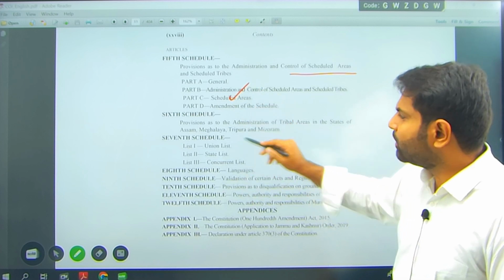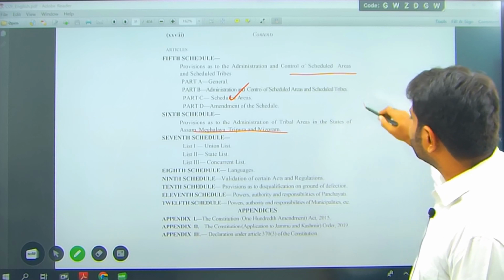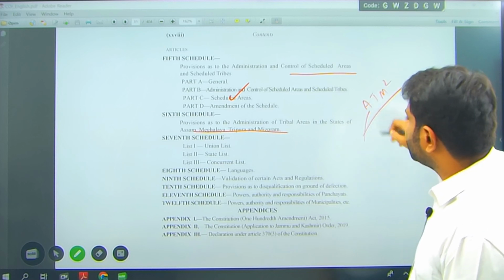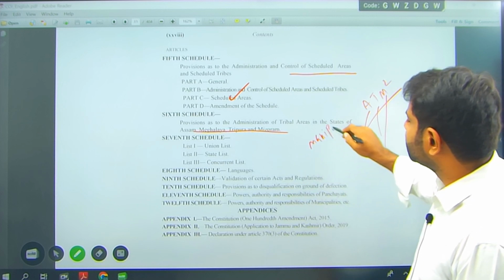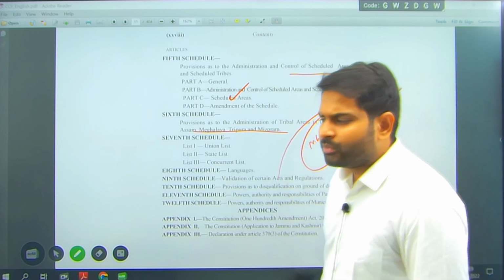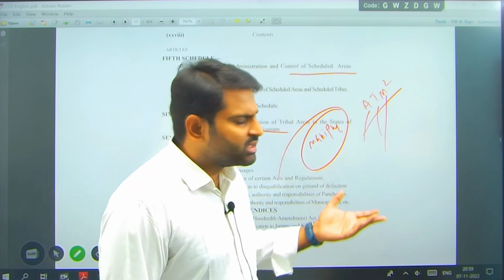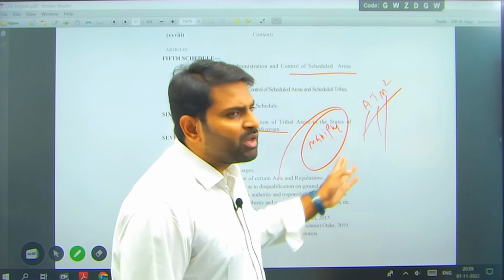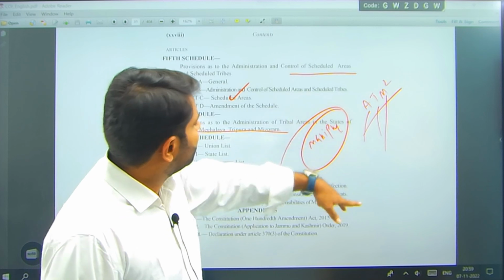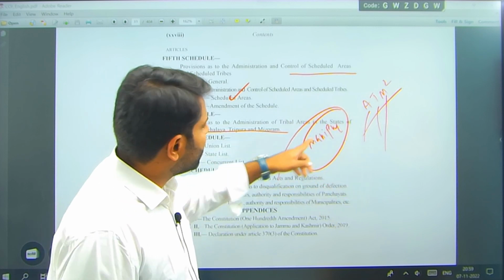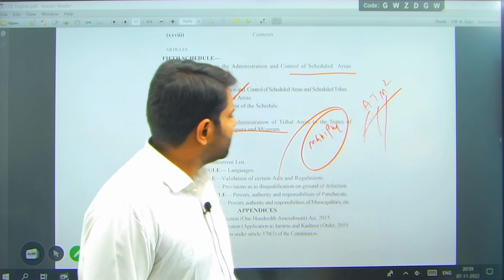Sixth schedule is about the administration of areas, but only ATM square. ATM square, remember: Assam, Tripura, Meghalaya, Mizoram. We don't have Manipur in this. Remember that one. ATM square, but Manipur is not there. All are northeastern states where tribal density is more, right? So, except Manipur, we have all the other states, ATM square, right? Can you see Assam, Tripura, Mizoram and Meghalaya? We don't have Manipur here, which is also northeastern. Remember that acronym, with that you can remember this.